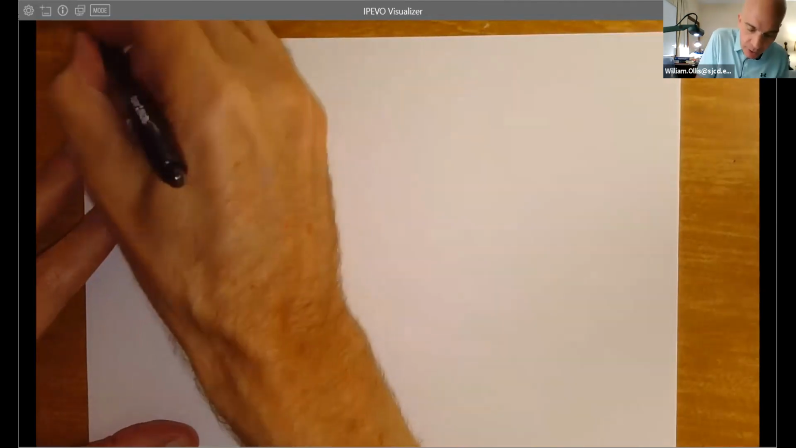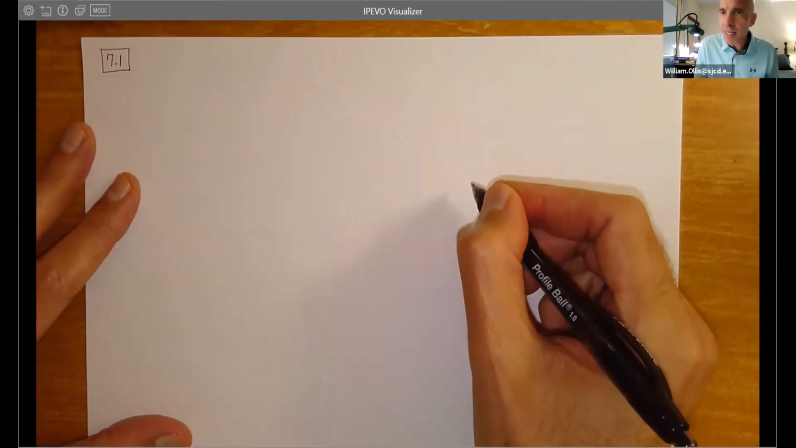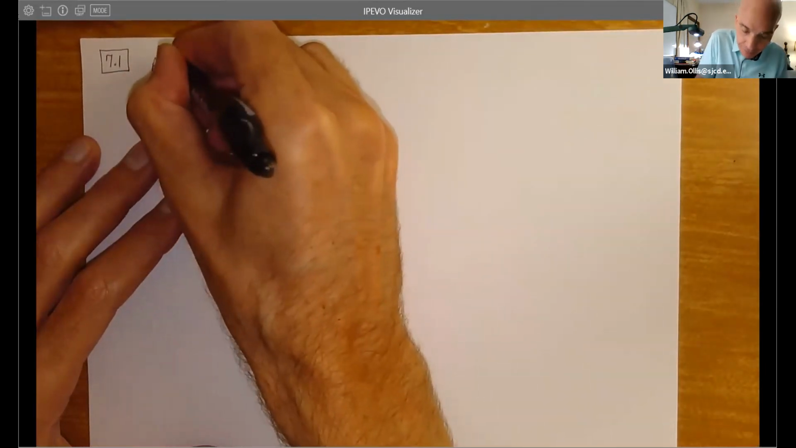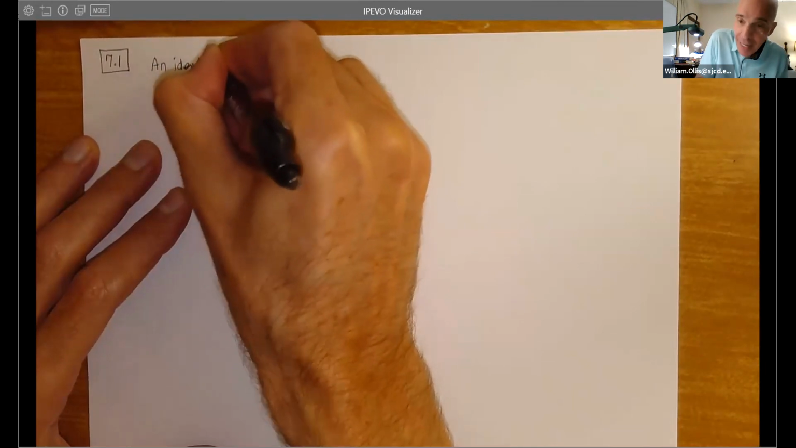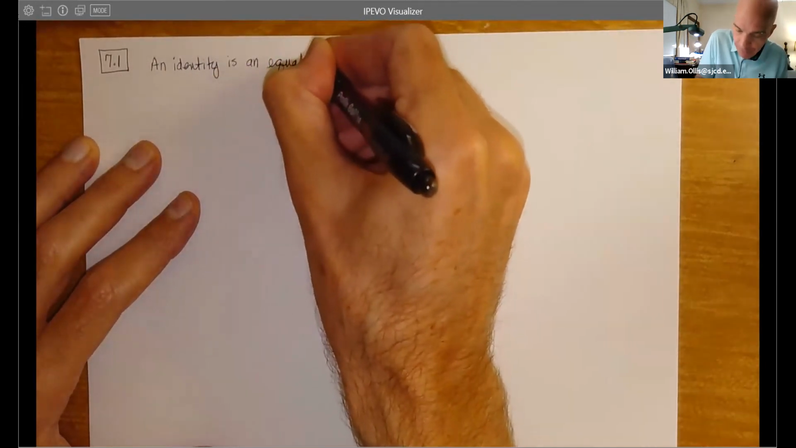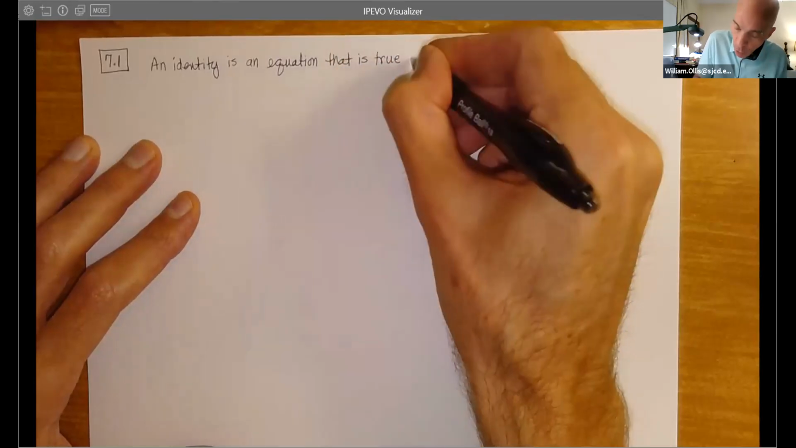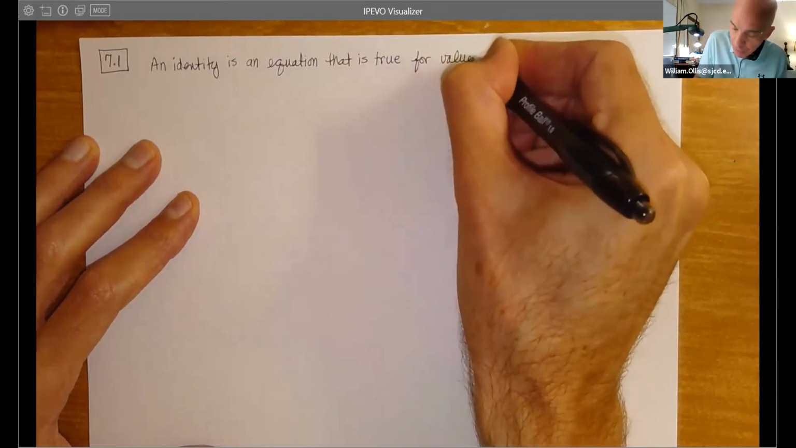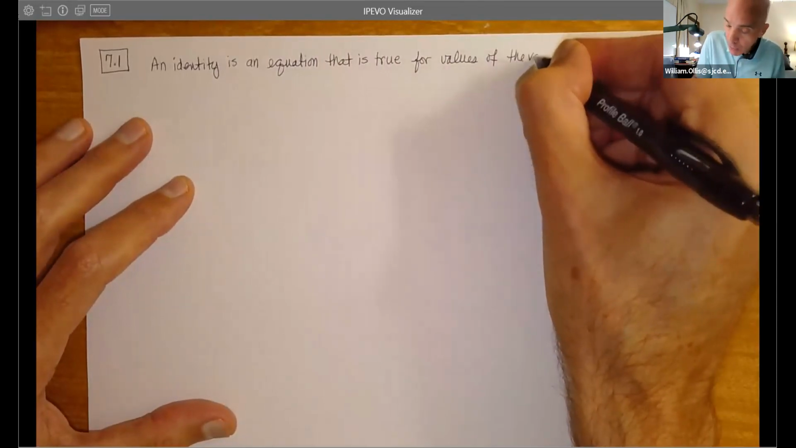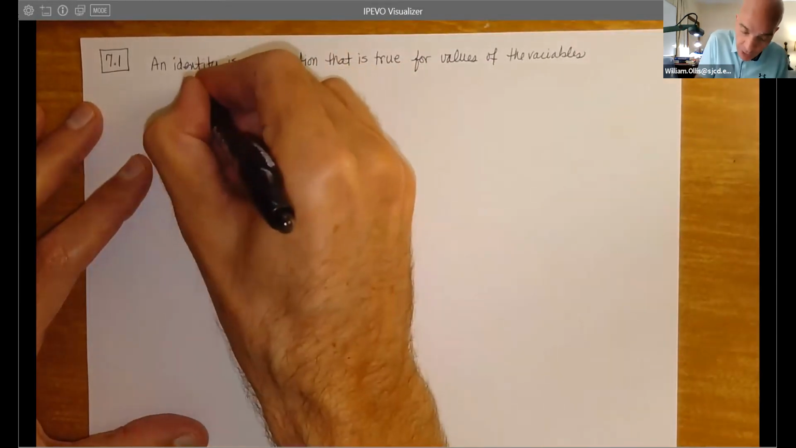So what Dr. Stewart does is he says, okay, here are all the types of identities that we've had so far, which I don't need to repeat, but I'm just going to remind you, an identity is an equation that is true for all values of the variables, maybe there's one variable or two or more, all values of the variables, just like the logarithms, just like the laws of exponents, values of the variables for which it is defined.